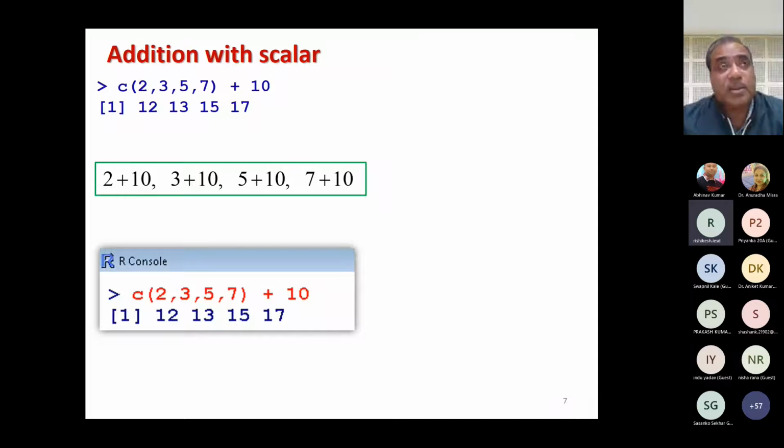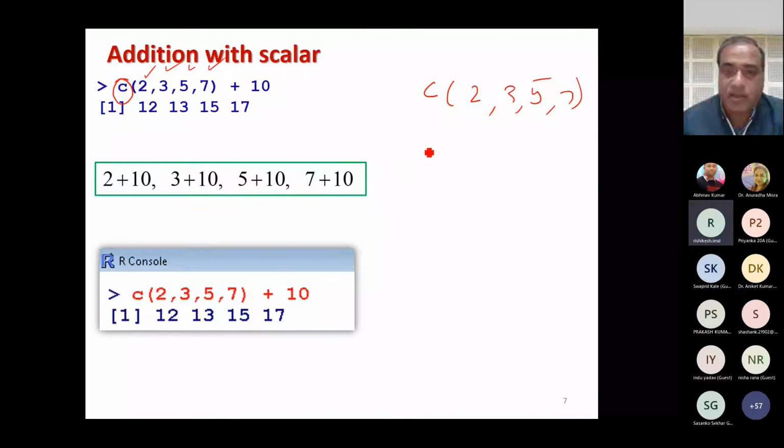Now you know that in the R software, when you want to ask R to read all the values in a vector, you have to use the C command. So if I want these 4 different values, 2, 3, 5, 7, all of them to be considered, then instead of writing only 2, 3, 5, and 7 inside parentheses, I have to write the command C. You take that as a rule. So this is called a data vector.